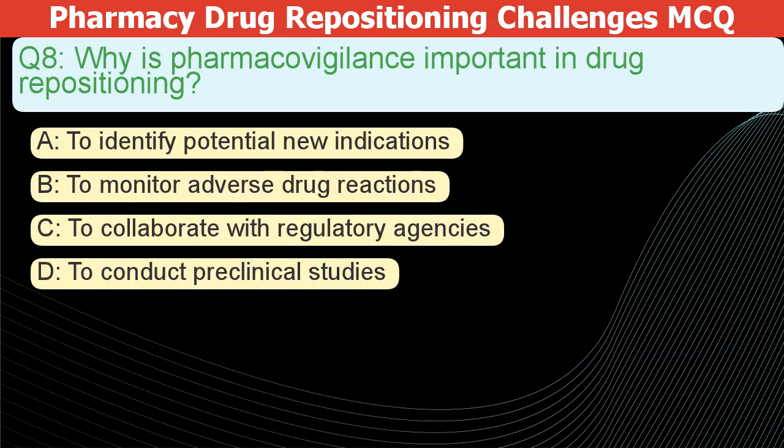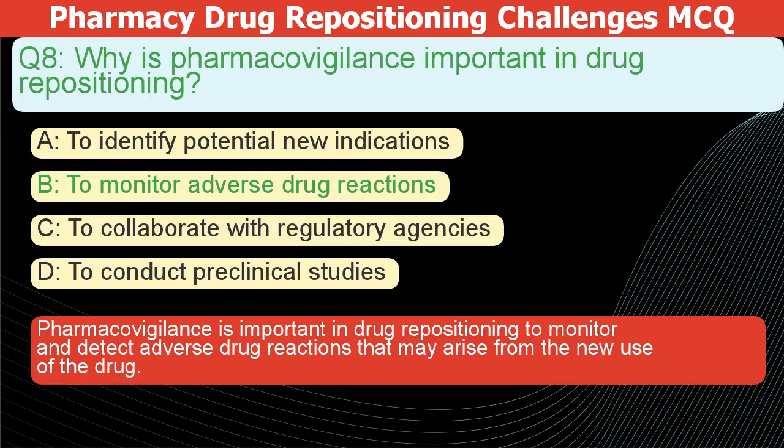Why is pharmacovigilance important in drug repositioning? A. To identify potential new indications. B. To monitor adverse drug reactions. C. To collaborate with regulatory agencies. D. To conduct preclinical studies. The correct answer is B. Pharmacovigilance is important in drug repositioning to monitor and detect adverse drug reactions that may arise from the new use of the drug.